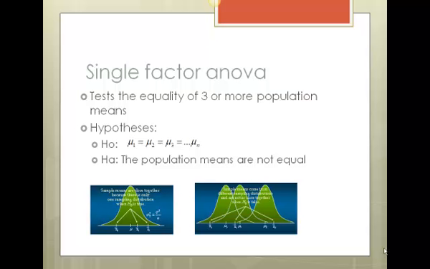So if H0 is true, then the means are equal and they're all falling within one normal distribution, versus our second picture there, which shows that the means are not equal. In other words, H0 is false, and those means are all actually taken from 3 different distributions.